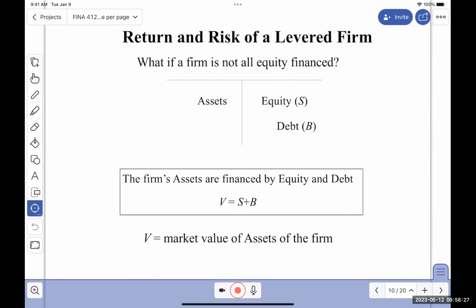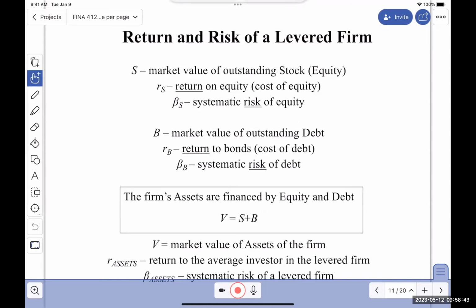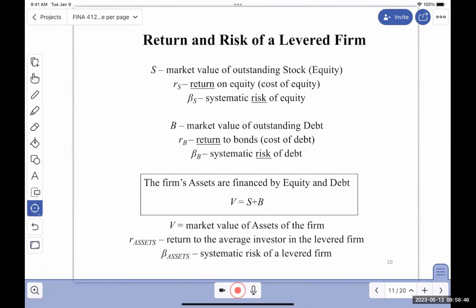So the value of the assets of the firm are S plus B. These are the market value of the assets. So this is the total outstanding stock valuation. This is the total outstanding bond valuation. S, as I said, is the market value of outstanding stock. The return on equity, RS, is the cost of equity that we've been estimating so far, like the beta S that we've been estimating so far. So this is the return and the risk of a firm, okay?